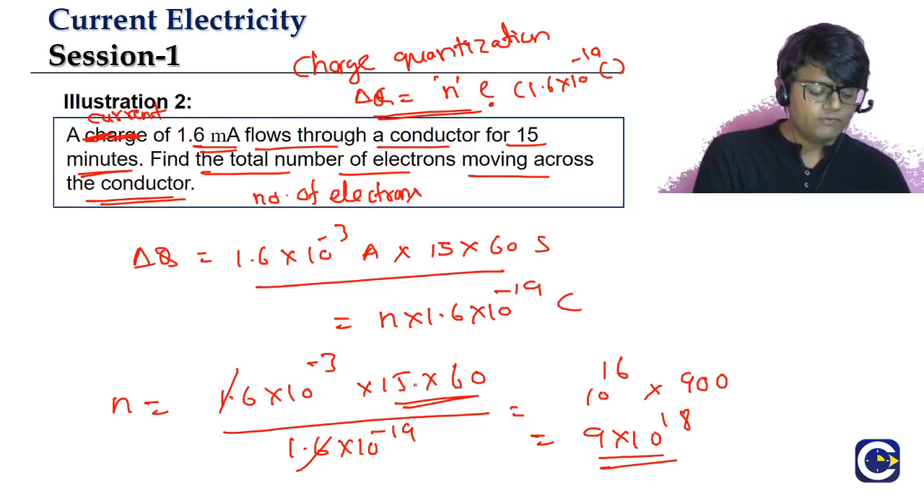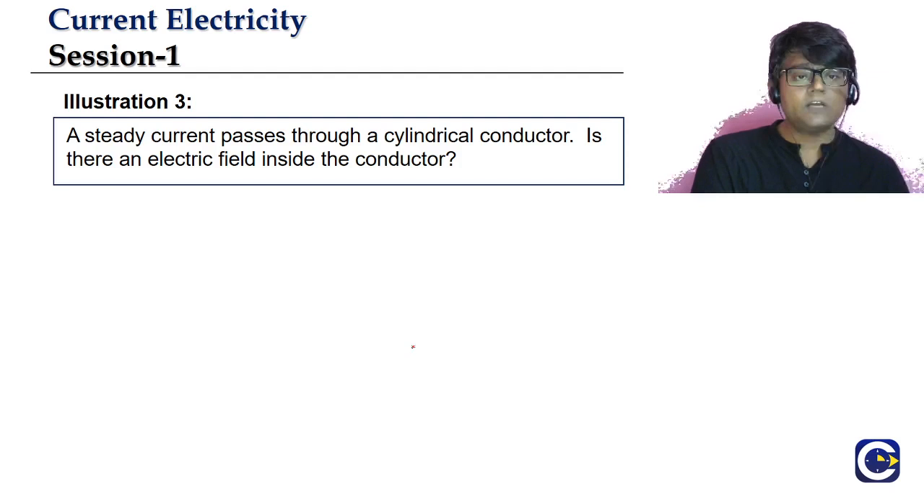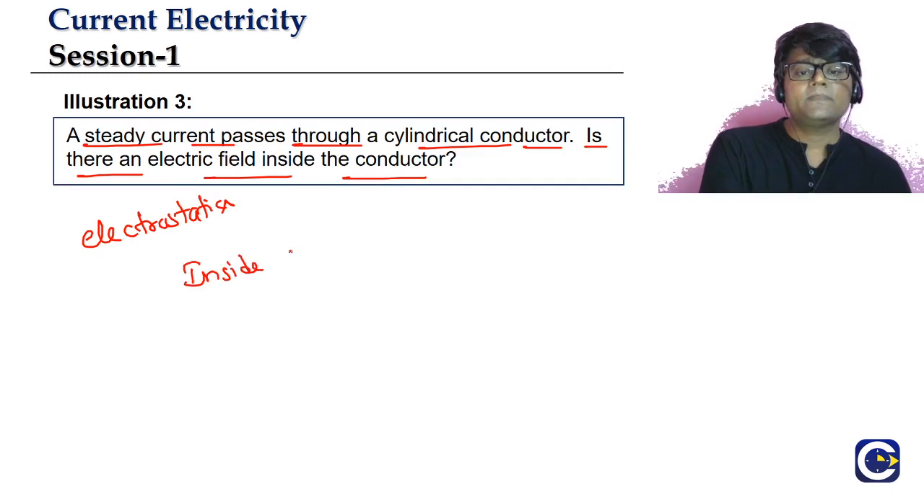Okay. We'll go to the next question, guys. Look at this. This is a sort of reasoning question. A steady current passes through a cylindrical conductor. There is a steady current passing through the cylindrical conductor. Is there an electric field inside the conductor? Because in the electrostatics chapter, we keep saying that if we have a conductor, inside the conductor the electric field is zero. This is a concept that we learn in the electrostatics chapter.